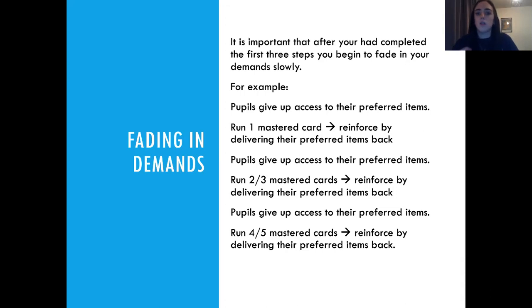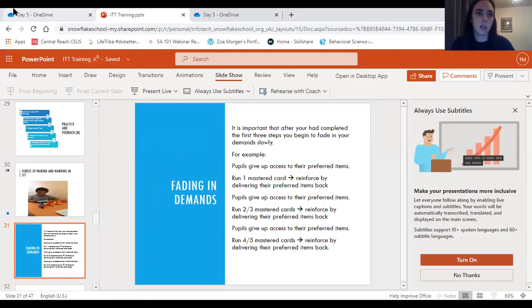Okay, so next, the pupil gives up access to their preferred items, and then we run maybe between 2 and 3 mastered cards. So you see where we're going here, we're slowly fading in, and then we reinforce by delivering their preferred items back. And then again, the pupil gives up access to their preferred items, and then maybe we run 4 or 5 mastered cards and we reinforce by delivering their preferred items back. So let's have a look at this in the video.